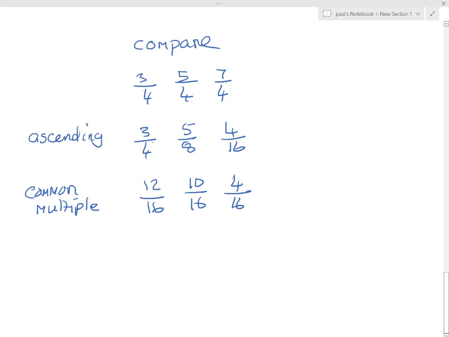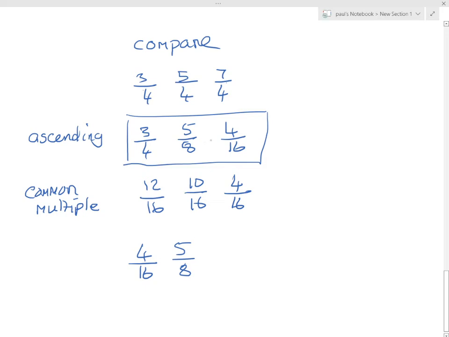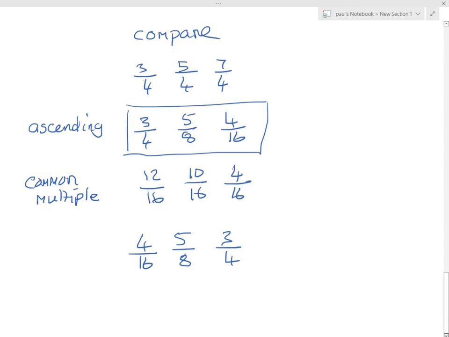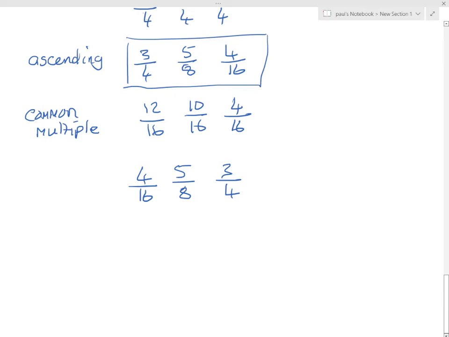And to put these three numbers in ascending order, we would start with this one, 4/16. And the next one is this one, which is 5/8. Now make sure you put the original numbers in the answer, and the largest of the three is this one, 3/4. So that's putting something in ascending order. Might be descending order, but look for common multiples. Yeah. Common multiples.